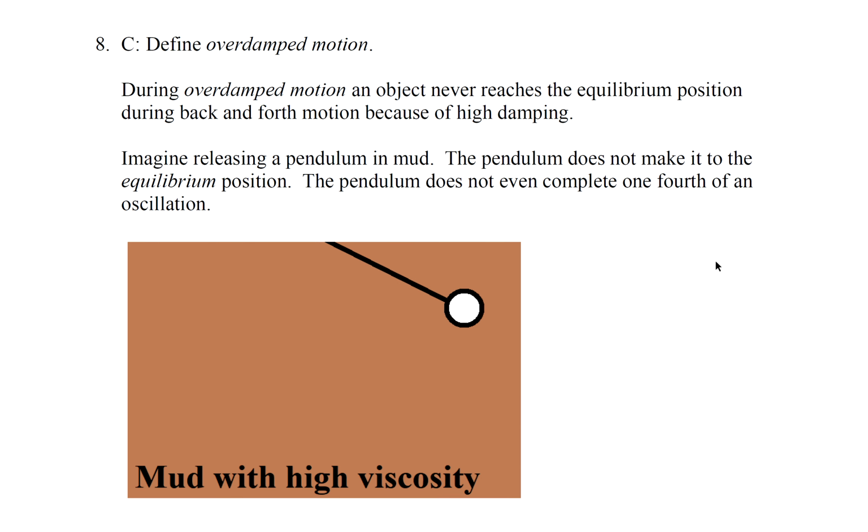Question 8. Define overdamped motion. During overdamped motion, an object never reaches the equilibrium position during back and forth motion because of high damping. So imagine releasing a pendulum in mud. The pendulum does not make it to the equilibrium position. The pendulum does not even complete 1/4 of an oscillation. So it's going to stop before it even reaches the bottom.